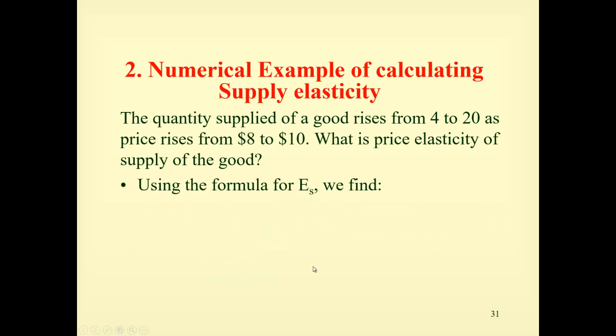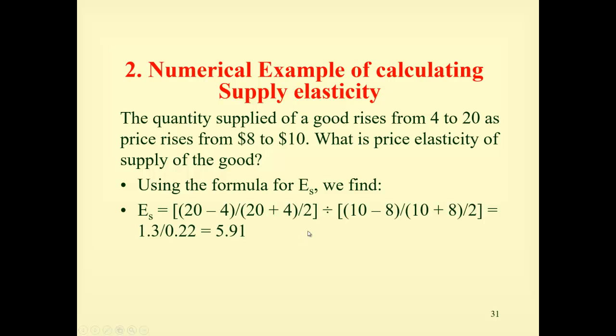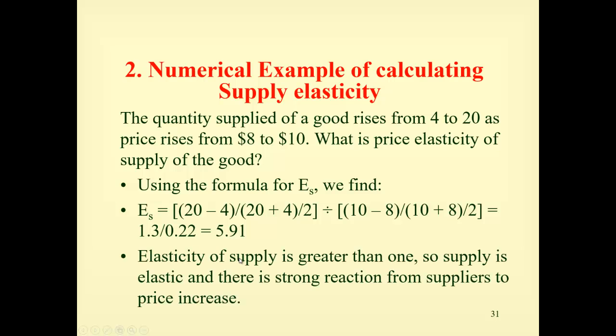Second numerical example. It says price goes from 8 to 10. Quantity supplied goes from 4 to 20. So again, calculate the same way: difference in quantity over average quantity, divided by difference in price over average price. That will be 5.91. That means supply is very elastic. There is a strong reaction from suppliers to the price increase.